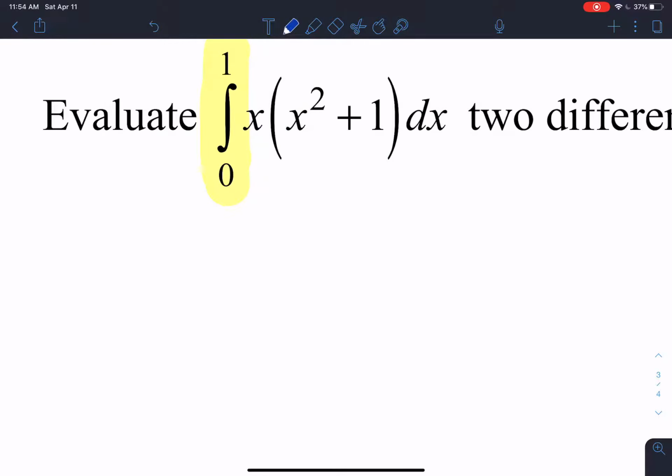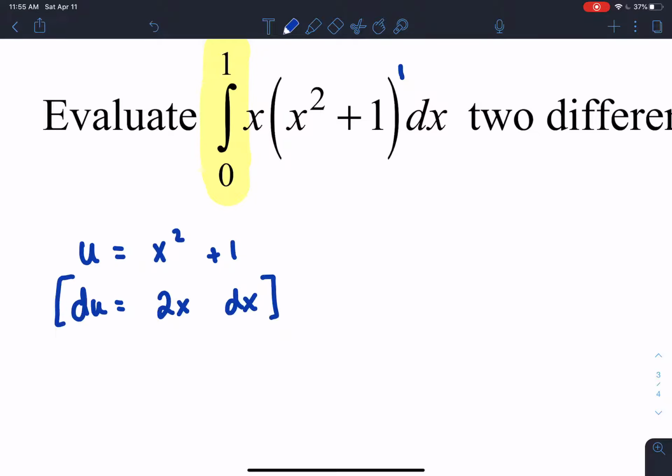So what I'm going to do, I have x times x squared plus 1 to the first. I'm going to treat x squared plus 1 as my u term, so u is x squared plus 1. Then the derivative of that is 2x dx. Now I have x dx in my problem, so I just need to multiply everything by 1/2 to get what I have in my original problem. So 1/2 du equals x dx.